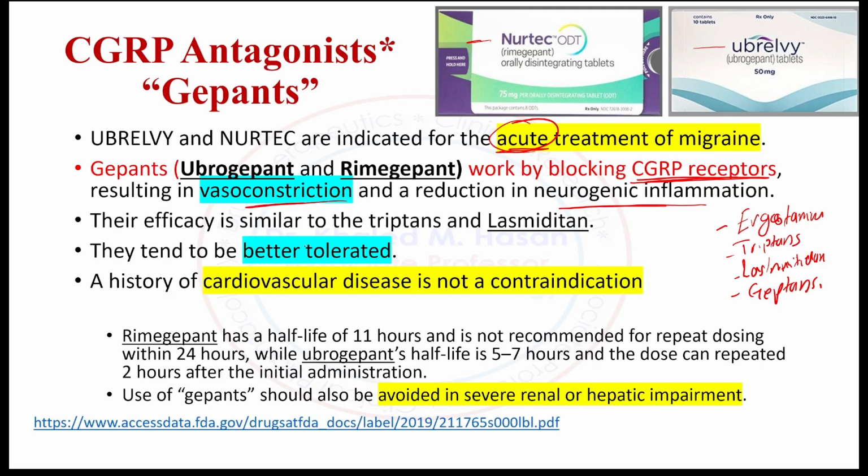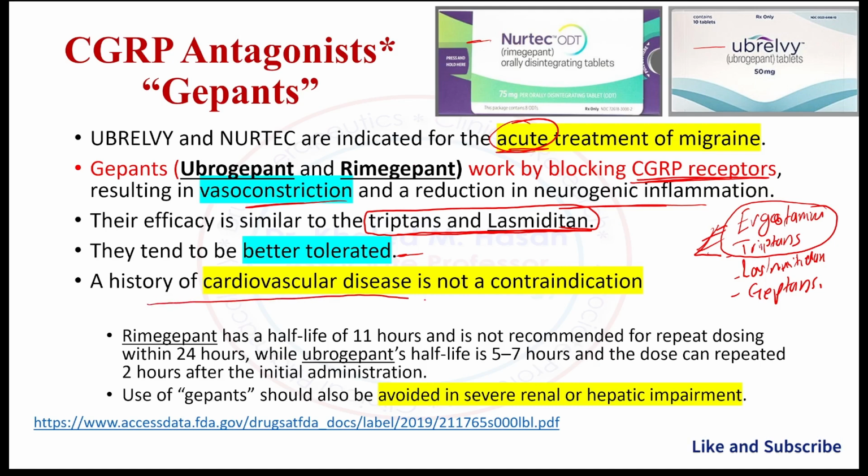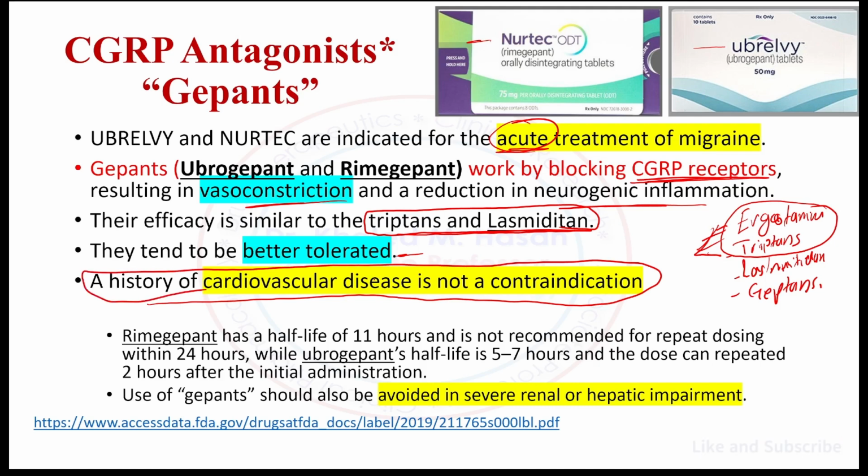Okay, so they are better tolerated if you compare them with the triptans and lasmiditan. This is good. The important issue here, if you remember, with ergotamine and triptans, these medications are not allowed in patients with heart disease. But what they found here is that gepants we can use in patients with angina or heart disease. So we can use it safely in these patients.